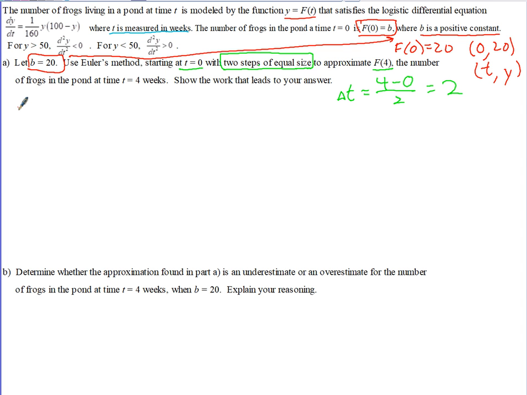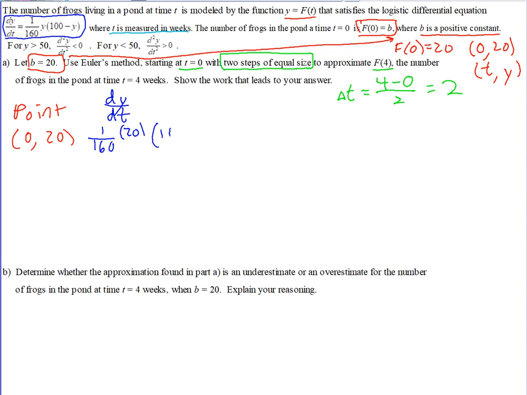And let's go through the process of Euler's method now. So we're starting at (0, 20). And then our derivative dy/dt is given right here. So again, we have to do some calculations on this one. If we substitute in 20, we'll have 1/160 times 20 times (100 minus 20). Let's go ahead and simplify that.